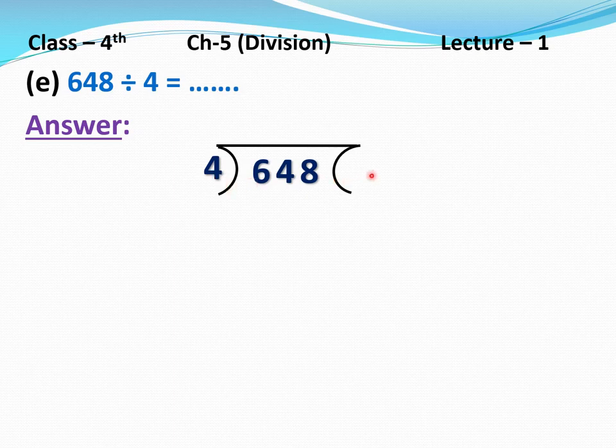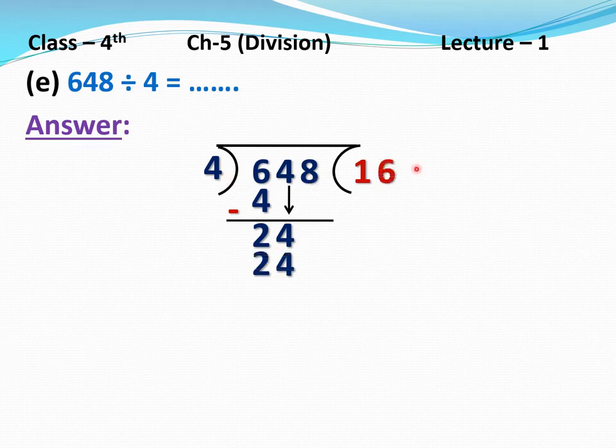See, 4 multiply 1 equal to 4. Write 1 here and write 4 here. Now we will do subtraction. 6 minus 4, 2. Write 2 here. Now take next number, that is 4. So number is 24. Now multiply this 4 by that number so that it is equal to 24 or less than 24. That should not be greater than 24. See, 4 multiply 6 equal to 24.